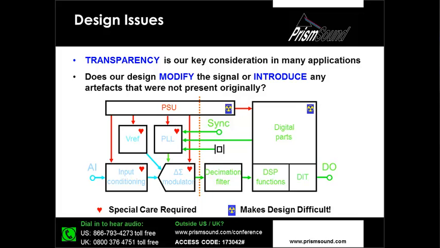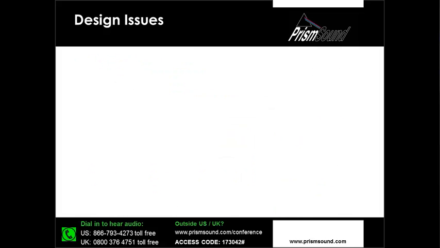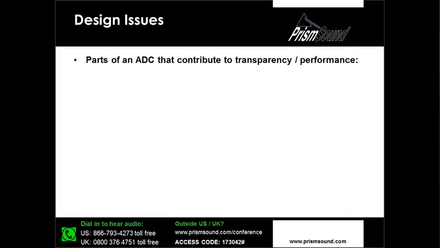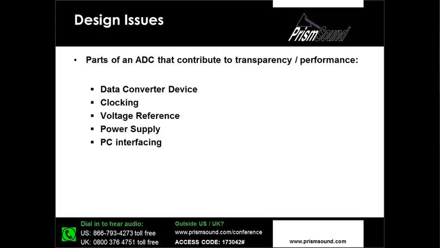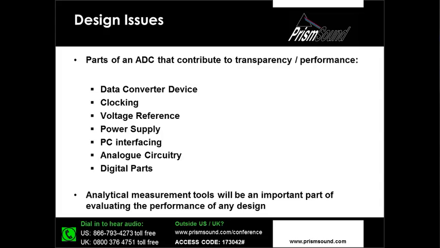So in considering where our design could potentially go wrong, Ian put together this schematic outlining a typical A to D converter system. And that's actually a relatively complex system, as you'll see from the diagram on your screens. So where in this system can things potentially go wrong? Well, here's the list of things. We could have the data converter device itself, the clocking reference that's supplied to the device, the voltage reference that's supplied to the converter device, the power supply that powers the whole system up, the interfaces that might exist between the converter and the host PC, analog circuitry, and digital parts.